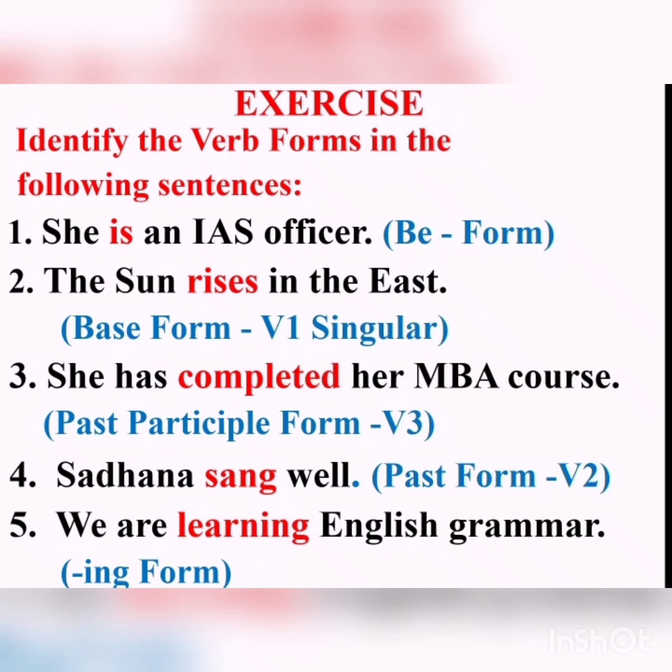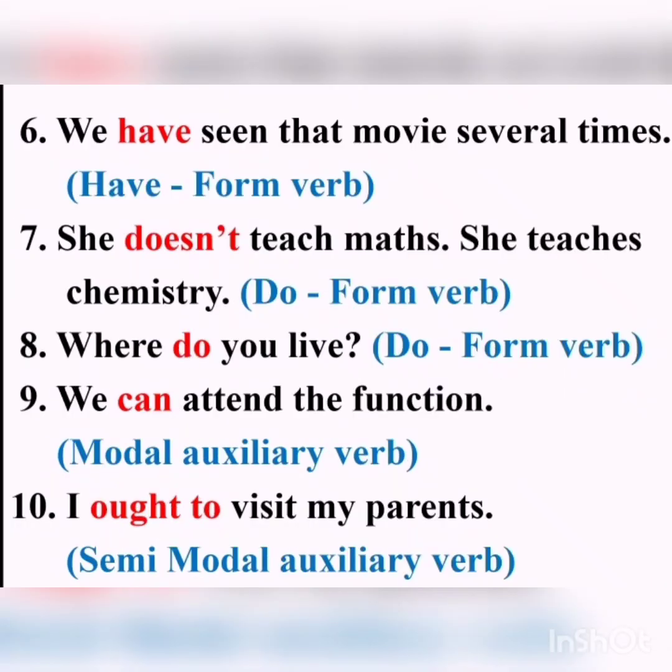She has completed her MBA course. Here completed is a past participle form of the verb and preceded by has, and it forms present perfect tense. Sadhana sang well. Sang is a past form of verb, V2 verb. To express past action, we use this verb. We are learning English grammar. Here learn plus ing, so ing form of verb preceded by are, be form, makes present continuous tense. And the next one is, we have seen that movie several times. Here have form along with past participle form makes present perfect tense.